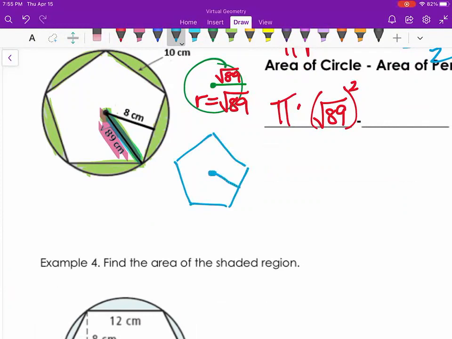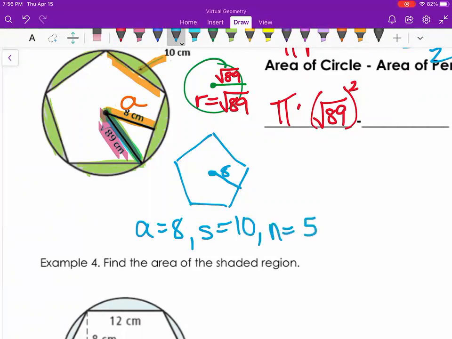All right, so your apothem is from the center of the shape to the middle of the side of the pentagon. In this case, that is my 8. So our apothem is an 8. We need the length of a side, which we do have. It is our 10. Notice the arrows pointing to the side there. And we need to know the number of sides, which is 5 for that pentagon.